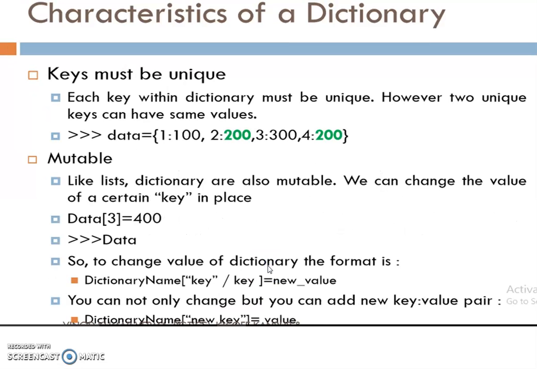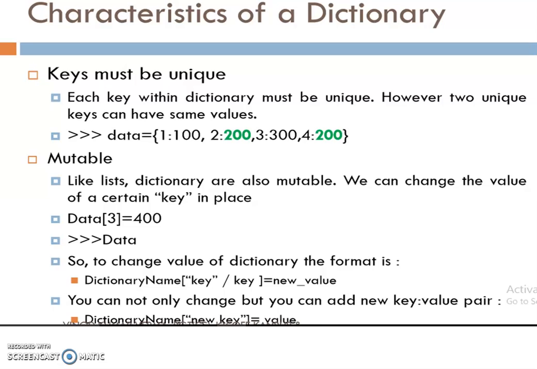Next one, keys must be unique. Each key within a dictionary must be unique. However, two unique keys can have the same values. Only the key must be unique; you can use duplicate values. See the example, data is equal to {1: 100, 2: 200, 3: 300, 4: 200}. Here you can see 2: 200 and 4: 200, but the keys are different. No two keys are the same.